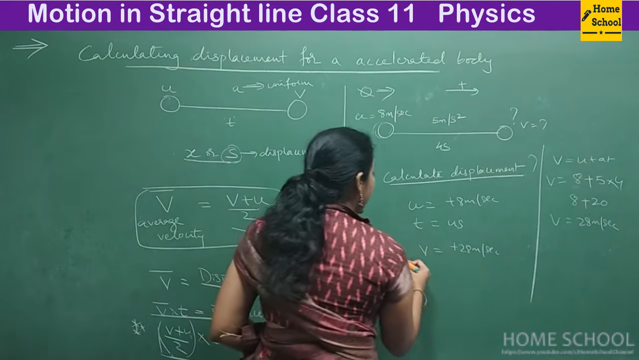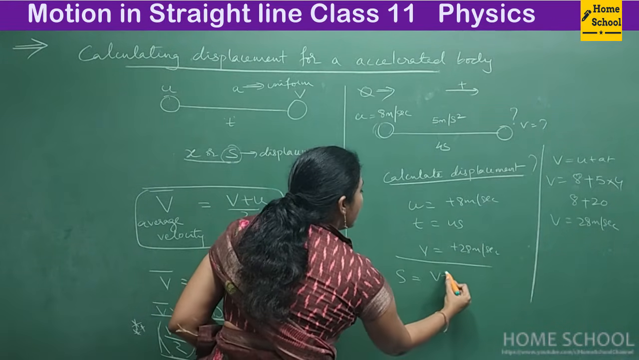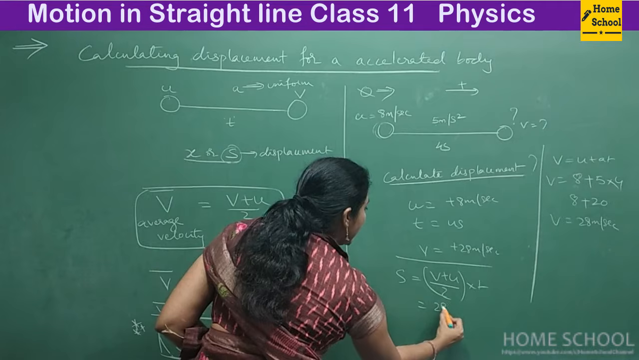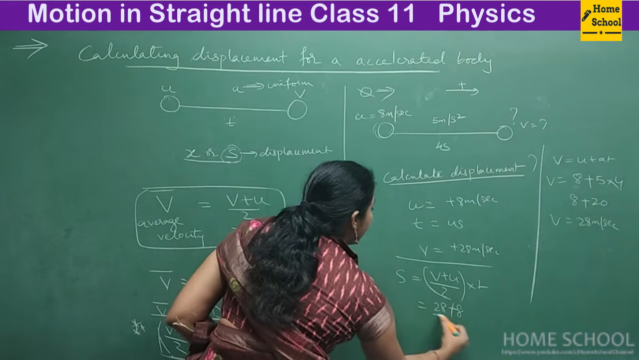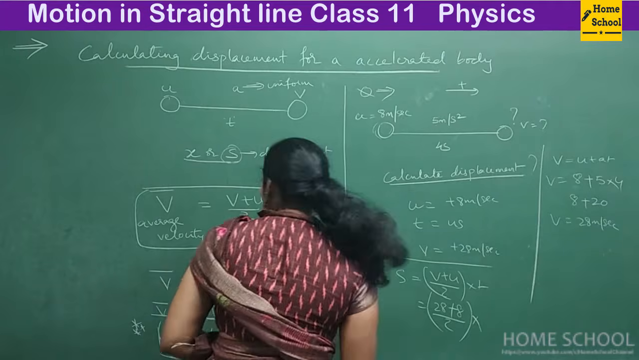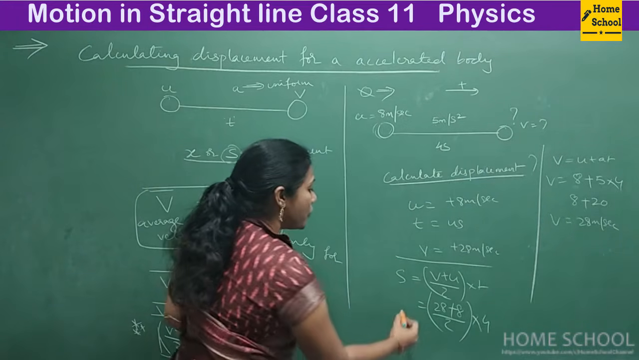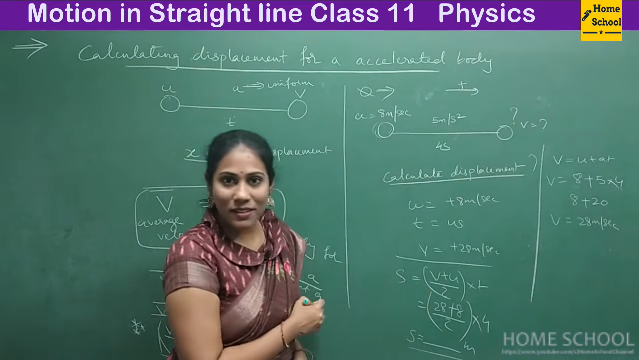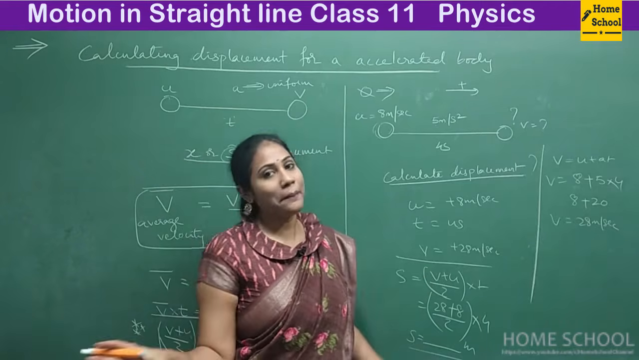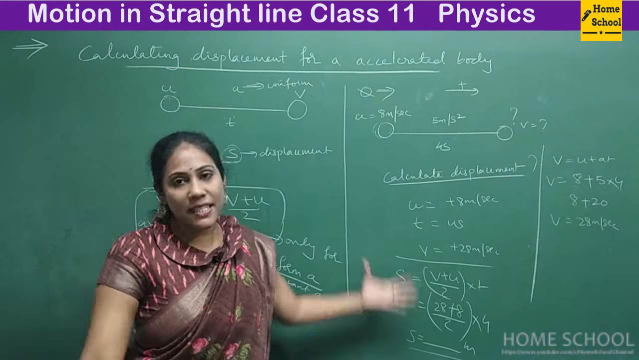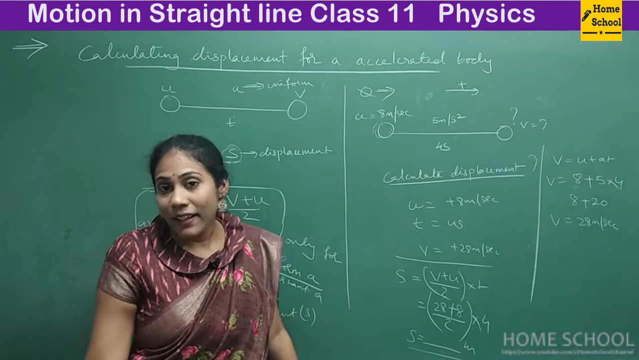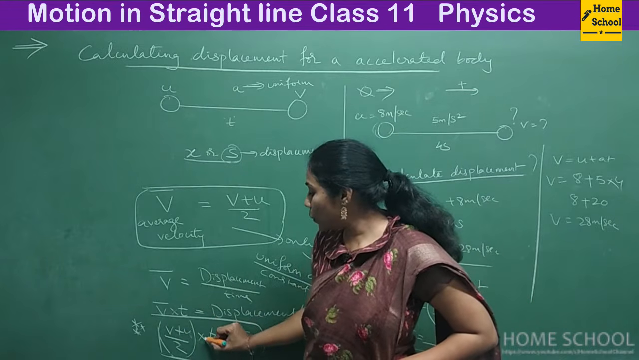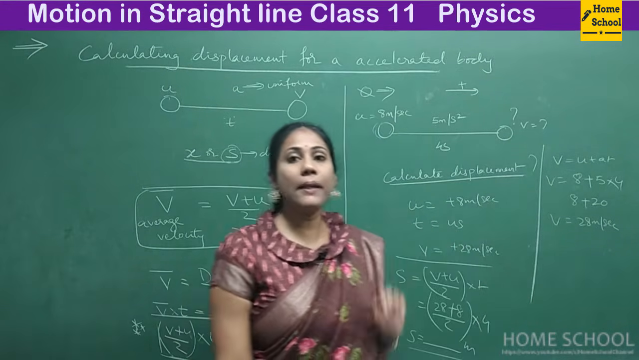So now calculate displacement. So s = (v + u) by 2 into t. So that is v is 28 plus u is 8, divided by 2, into time, which is 4 seconds. So can you calculate displacement and put your answer in the comment box? I expect the answer in the comment box. So this is one of the best ways to calculate displacement, right? So remember the formula, s = (v + u) by 2 into t. Very, very important.